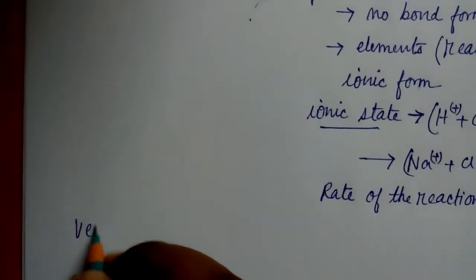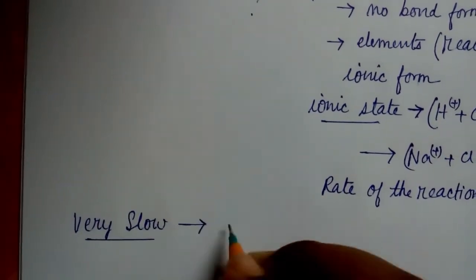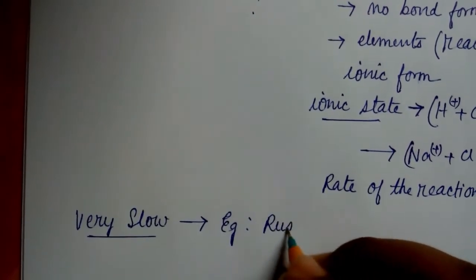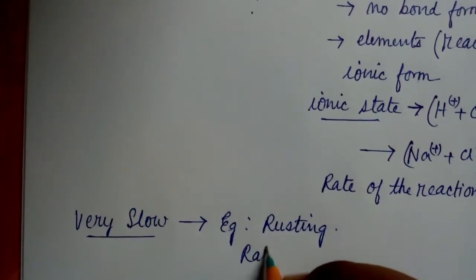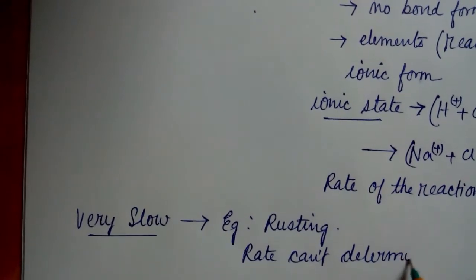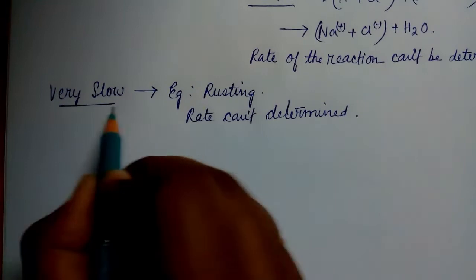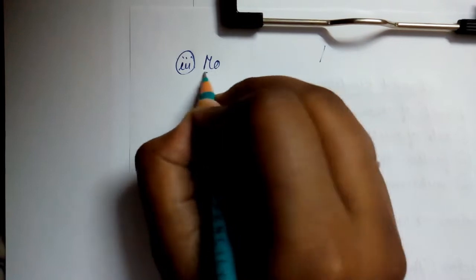Done. Now there come the other types of reactions, that is very slow reactions. An example is rusting. This takes a whole lot of time, so the rate is not determined, or it can't be determined. So again, we are not talking about this type of reactions in the whole remaining chapters. Now the third type of reaction, that is the moderate speed reaction. This is our main topic of interest.